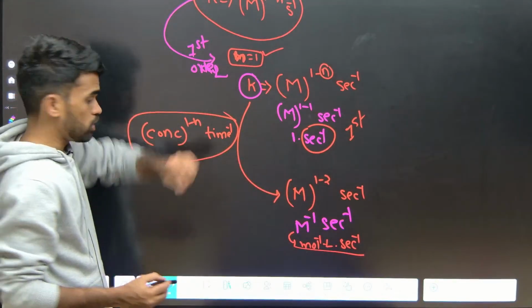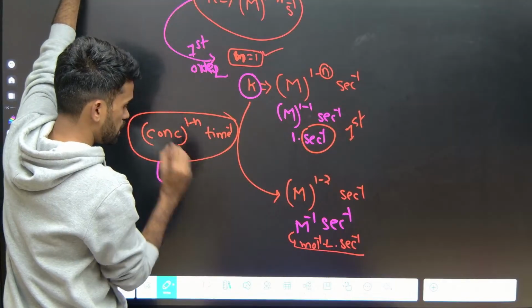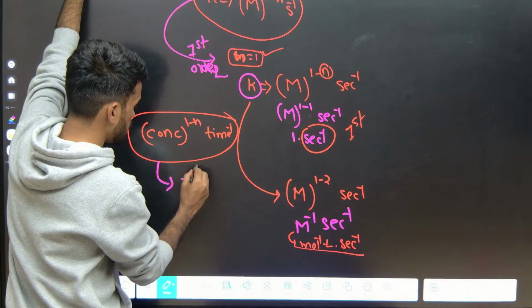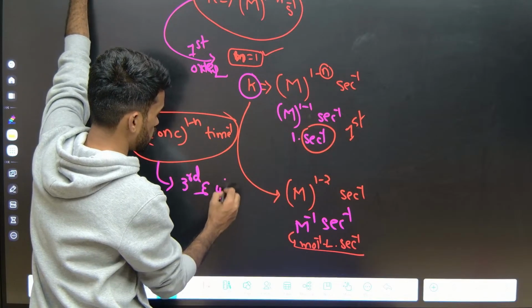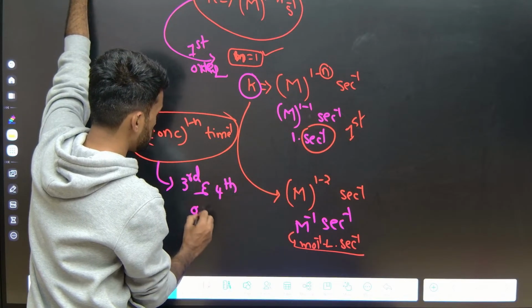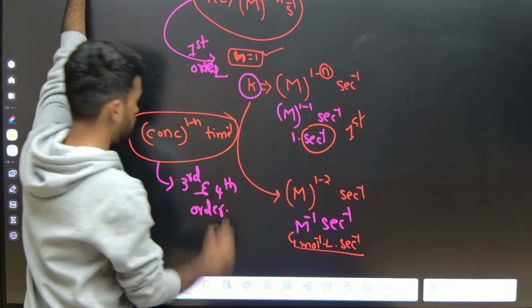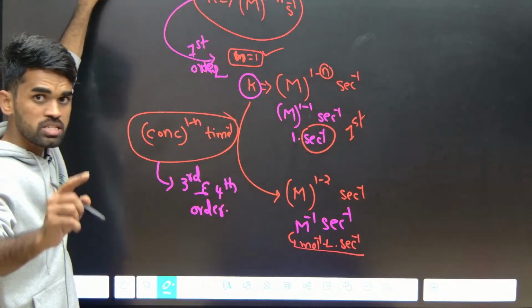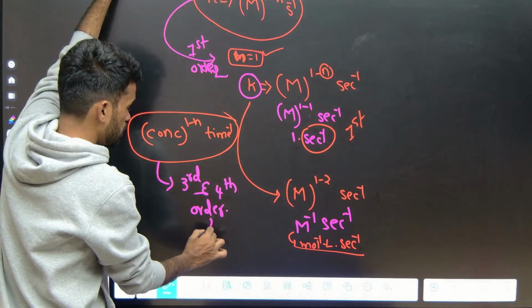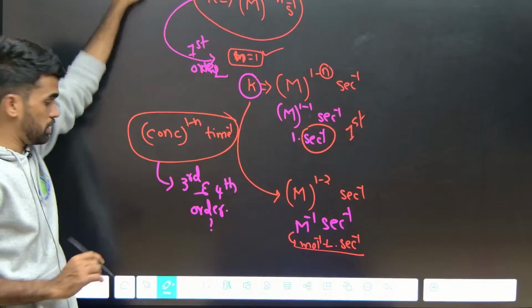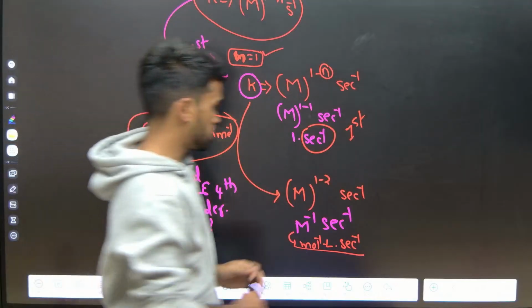And my question for you here is, what are the rate constant units for third order reaction and fourth order reaction? Just tell me the units for third order and fourth order in the comment box. Whether you are watching live or recorded, just answer this question in the chat box.